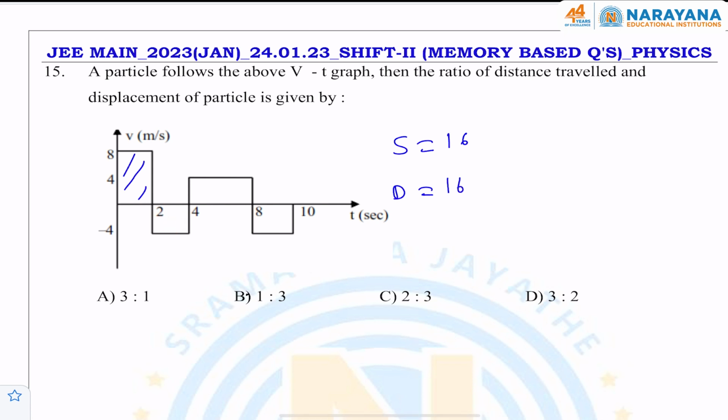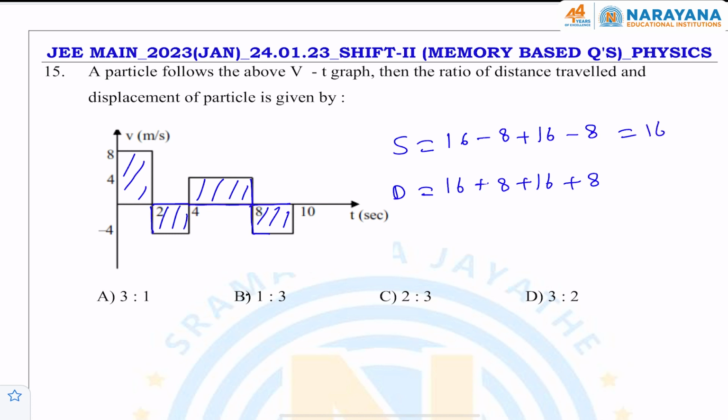On the other hand, for this area, 2 units on x-axis, 4 units on y-axis. So total area of this is 8 units. For displacement, it should be subtracted. For distance, it should be added. Similarly, this part, it is measuring 4 units on x-axis, 4 units on y-axis. Total area is 16. It is positive for both distance and displacement. Similarly, this part of area is also measuring 2 by 4, 8 units, negative for displacement, positive for distance.